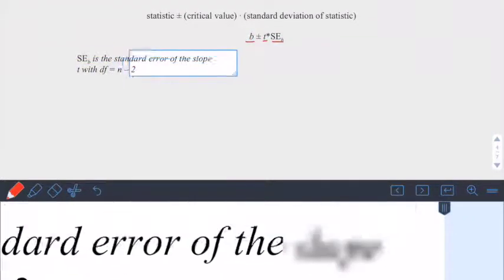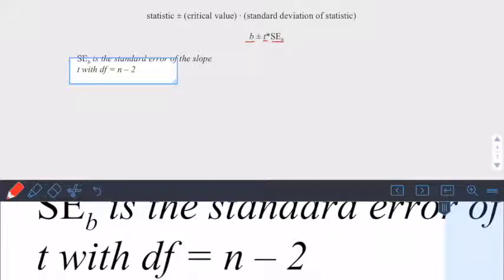Okay, here's another thing with the degrees of freedom though. Instead of being n minus 1, we're going to be n minus 2. You can remember that because we're using two variable statistics.